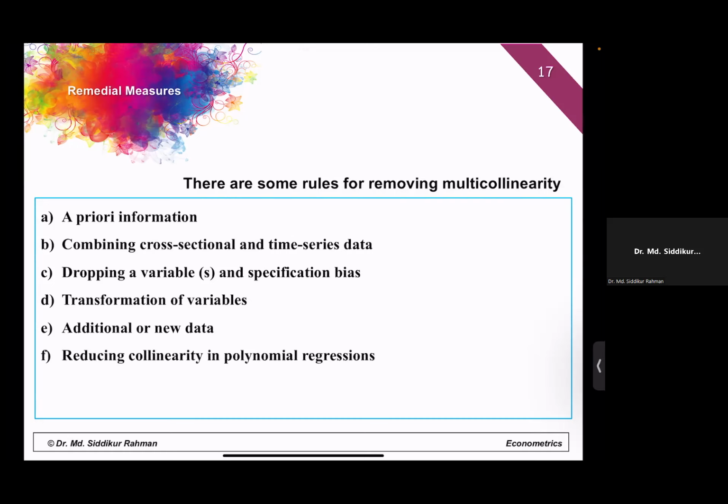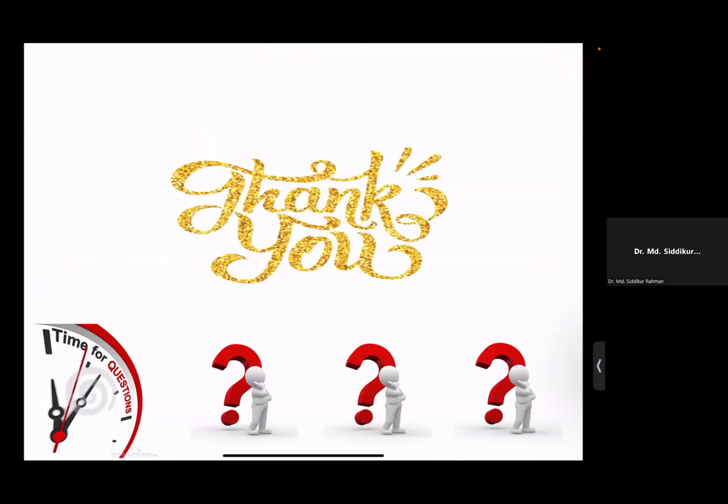And reducing collinearity in polynomial regression. In polynomial regression, mostly the multicollinearity occurs, then you can reduce the collinearity. There are some other methods also, like the data collection method. Mostly for faulty data collection, you might face the multicollinearity problem. So for the data collection, you have to be very aware. The data collectors need to be trained. You have to make training for the data collection tools.